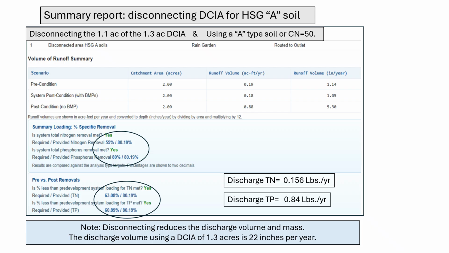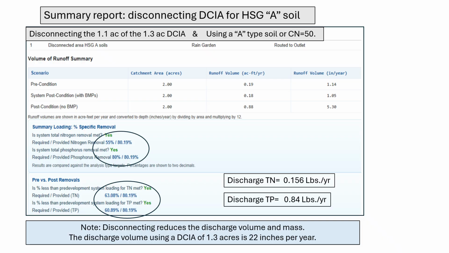On the water quality side, the discharge of total nitrogen comes out to 0.156 pounds per year, and total phosphorus comes out to 0.84 pounds per year. These values represent the load leaving the site after the best management practice has done its work. Importantly, both the specified percentage reduction requirement and the net improvement criteria are met with this approach.